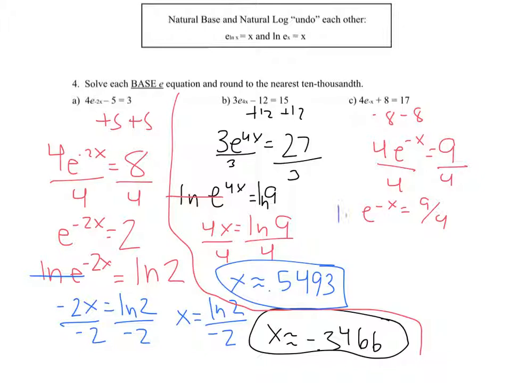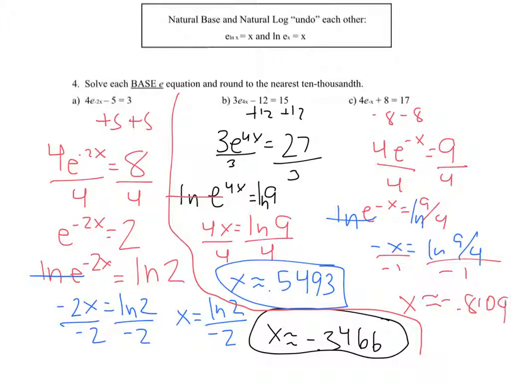I can take the natural log of both sides so that natural log and my e are gone. So I have negative x equals the natural log of 9 over 4. To get rid of the negative, I'm going to divide both sides by negative 1. So when I type this into my calculator, I'm going to end up with negative 0.8109 for my final answer.